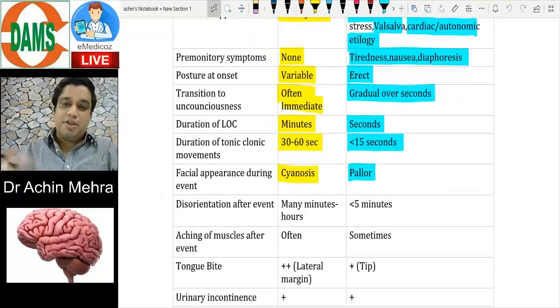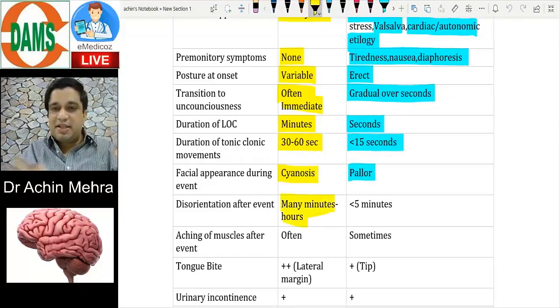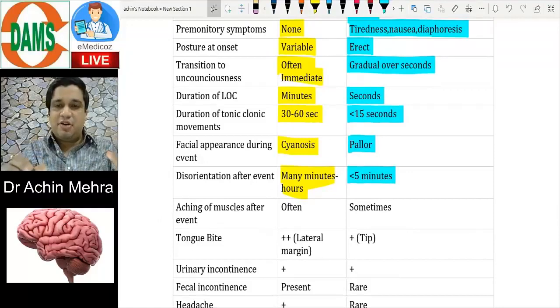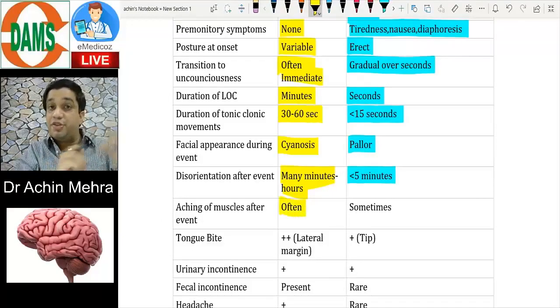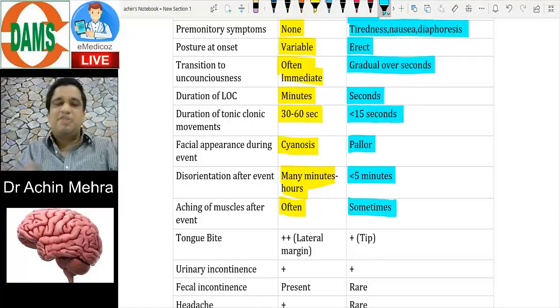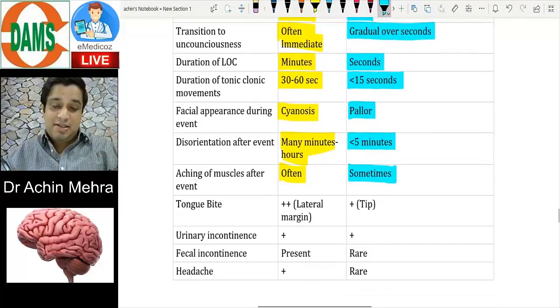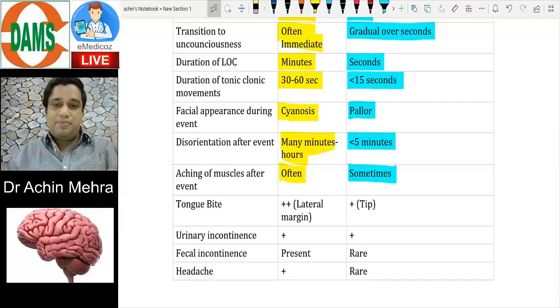It might go from minutes to hours in a seizure episode, while in a syncopal attack it is usually less than 5 minutes. Aching of muscles after the event: a seizure will have a lot of aching because the movement was more vigorous, while syncopal people might also complain of the same symptom, but it's not present all the time. Tongue bite is seen in both of them, more typically in a seizure, but it can happen in a syncopal attack also.